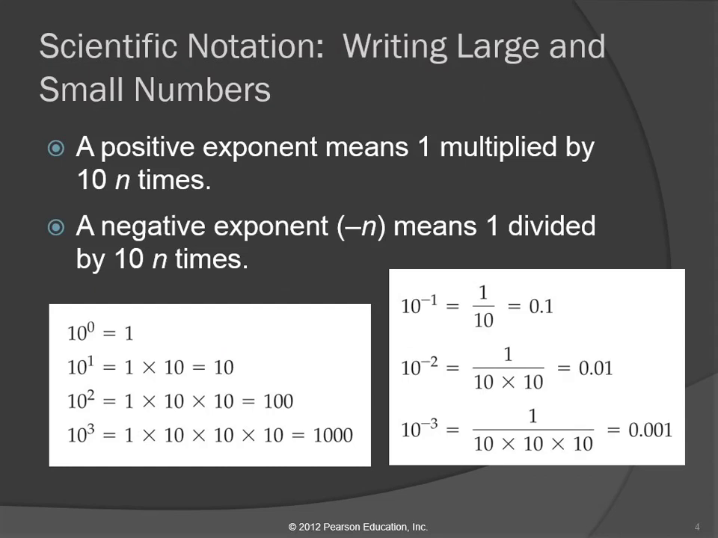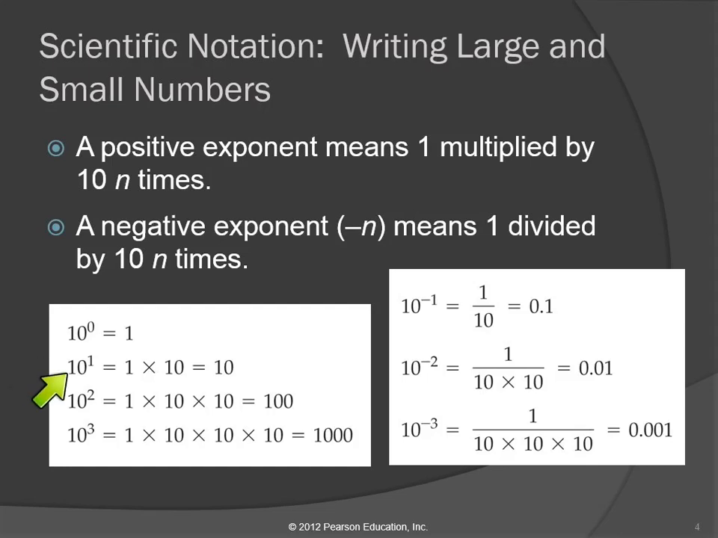So if the exponent is positive, that means that we've got 10 multiplied by itself n times. Or as this says, 1 multiplied by 10 n times. So 10 to the 0 means 10 times 10, 0 times. That doesn't make a lot of sense. I find it most convenient just to remember anything raised to the 0 power is 1. And if you're curious about why that is, go talk to the math department. I don't remember.